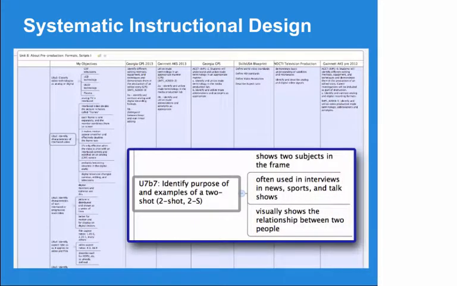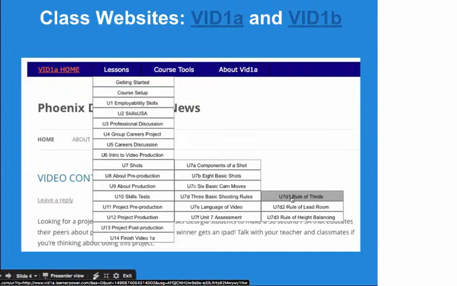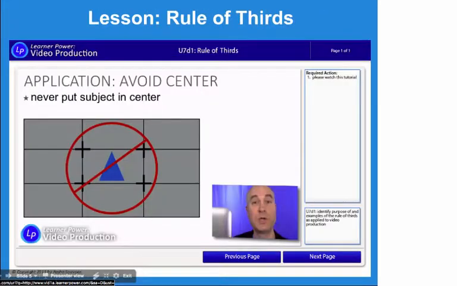Here's how it works. First of all, I've taken the Video 1 curriculum and broken it down to 908 specific objectives. For instance, in this objective, identify purpose and examples of a two-shot. Then all those objectives have corresponding tutorials. So Unit 7D1 is about the rule of thirds, and so here's the website with all those tutorials. It's all online. You can look for it right now. It's called Learner Power, and here's the lesson on rule of thirds.